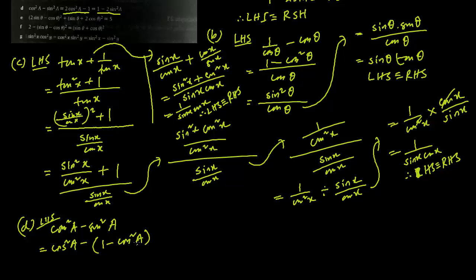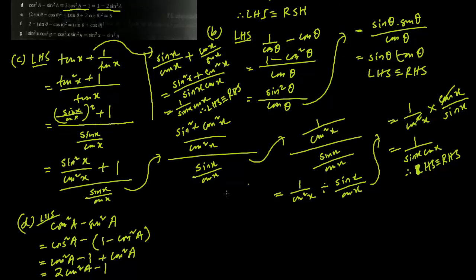Remember, that's the identity. So if I remove the bracket, it becomes cos squared a minus 1, minus minus plus cos squared a, and it turns out to be cos squared a plus cos squared a is 2 cos squared a minus 1, and that's exactly the identity, 2 cos squared a minus 1.